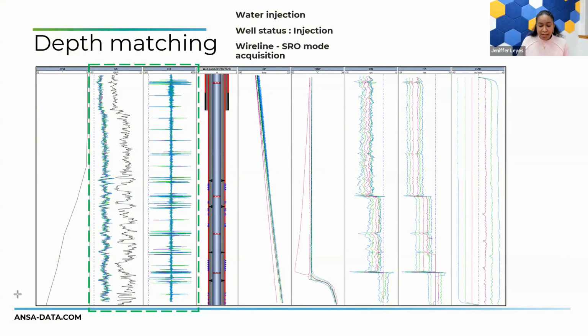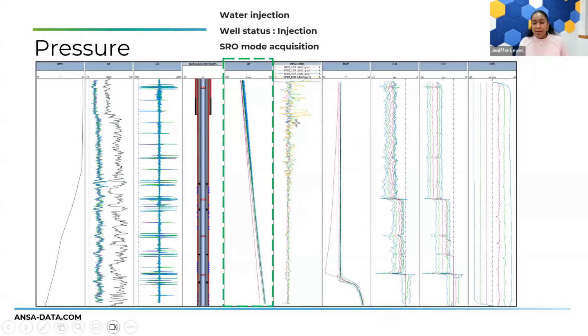So I'm going to move to the next slide, which will focus on the next curve that we're going to QC. That will be the pressure curve. Basically, the pressure measurement gives us the pressure profile within the wellbore. It also gives us an indication of the wellbore stability. It can help with the calculation of fluid properties downhole. And through its derivative, we can determine what type of fluid we are dealing with.